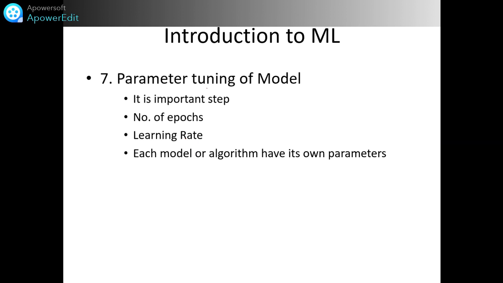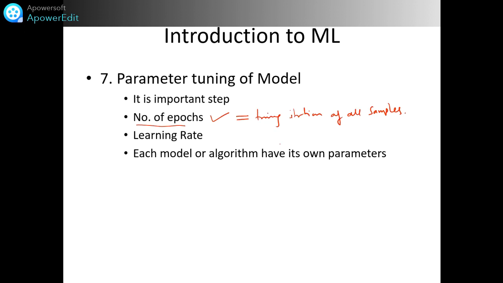Parameter tuning: after doing all this, if you are not getting good accuracy, it means your model is not properly trained. The reason is that you have to provide more training to the model, so the number of epochs. And what is this epoch? Your epoch is nothing but the training iteration of all samples.